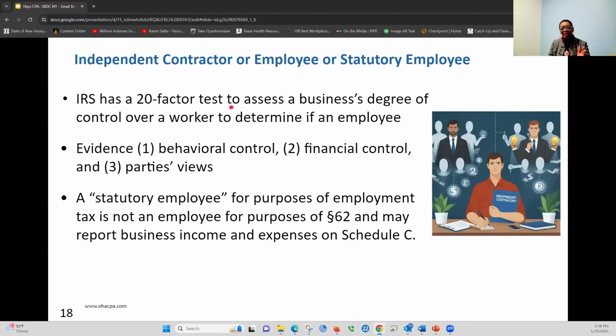There are different factors that the IRS uses to determine if you are controlling what that employee does. What is the behavior? What is the financial control? There are different things that the IRS uses to look at this.